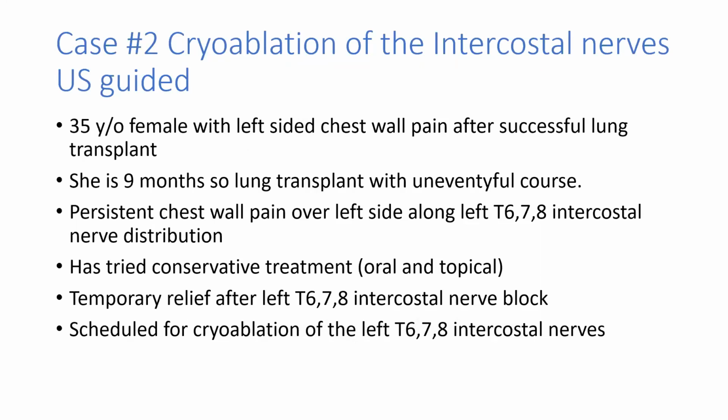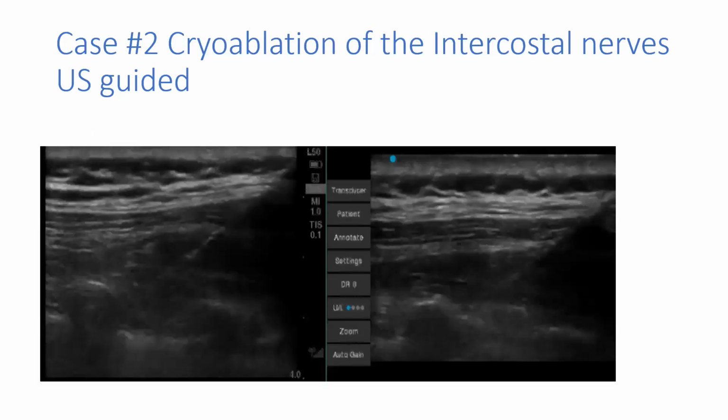Tried conservative treatment. We did T6, 7, and 8 intercostal blocks with temporary relief, but good relief. So we schedule the patient for cryoablation of those 3 nerves. And we put the cryo probe between those 3 layers. And this is a picture of the cryo probe. It's hard to see the snowball here, but you can actually see the snowball, or the cryo lesion, live as you do it.